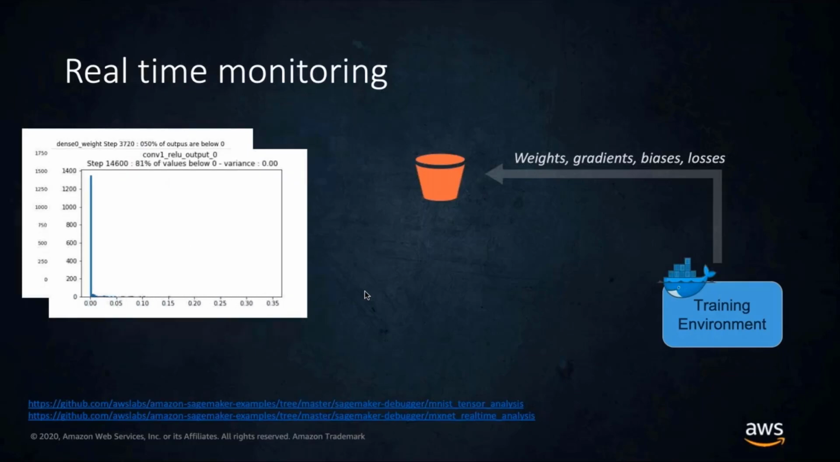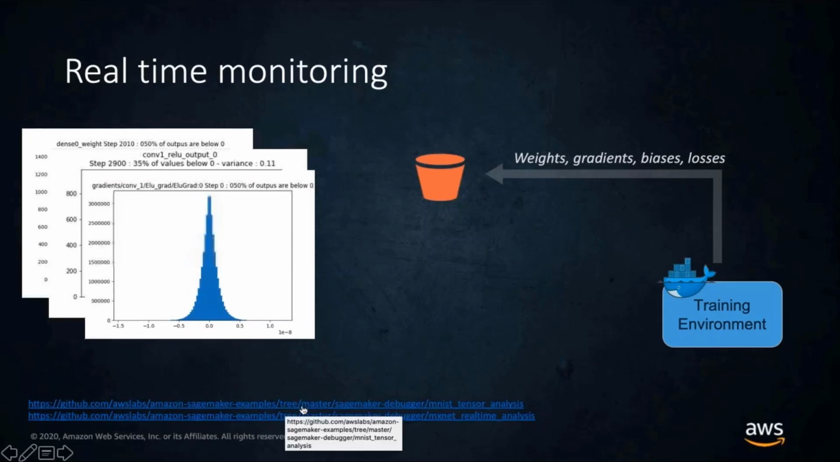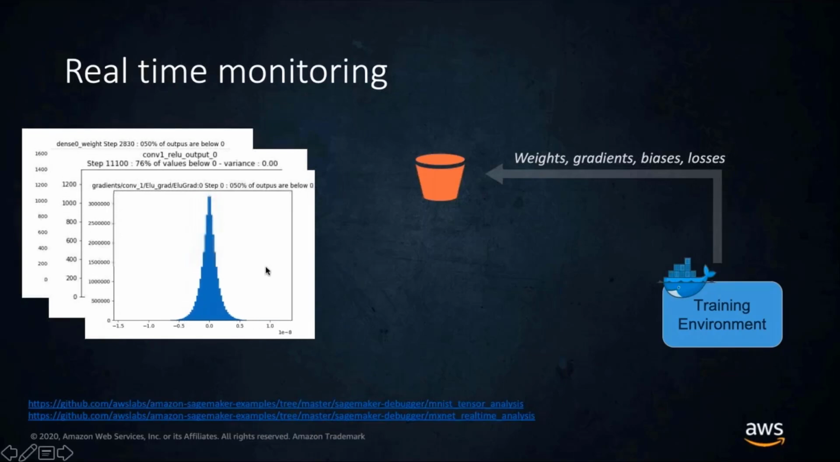We can, for instance, plot the distribution of activation outputs. So I did that for my ReLU activation here, and I can, for instance, see that as the training progresses, more and more outputs are actually 0. I can also plot the distribution of gradients, and in this example, see that I'm running into a vanishing gradient issue. And I put here 2 more links for examples in the repository where we do the real-time monitoring with distribution of gradients and weights.